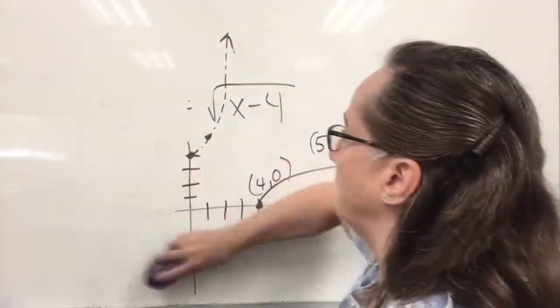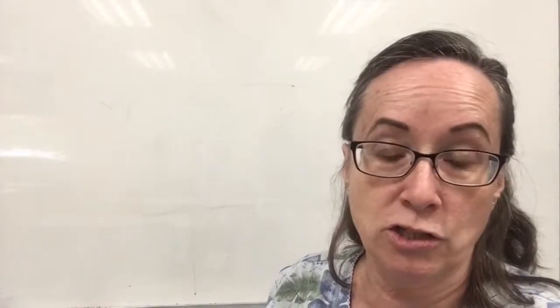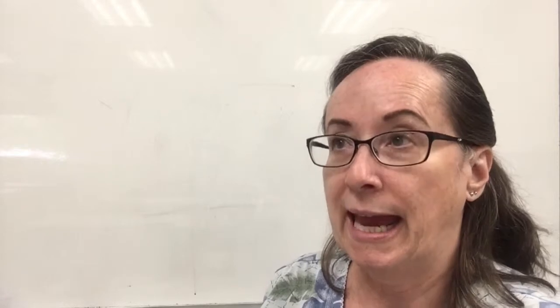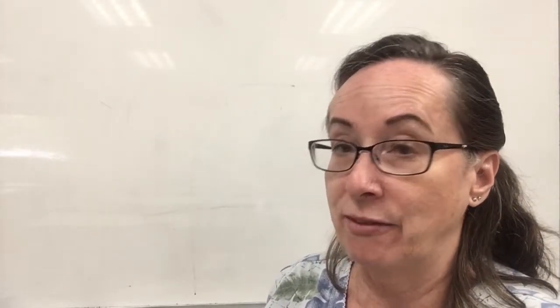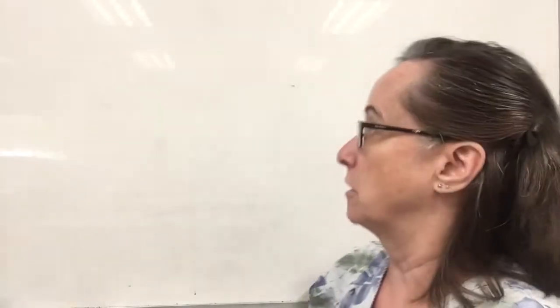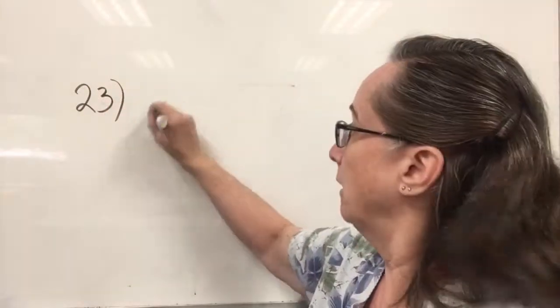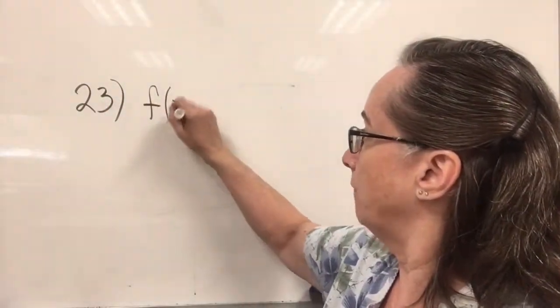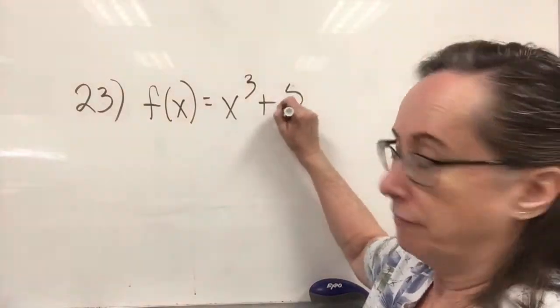Now we're going to talk about domain and range. Remember when we're doing these functions with their inverses, the domain of the original function becomes the range of the inverse function, and vice versa. So it says find the domain and the range of the inverse function of the given function. So here we have 23, and the original function is f of x is x cubed plus 5.